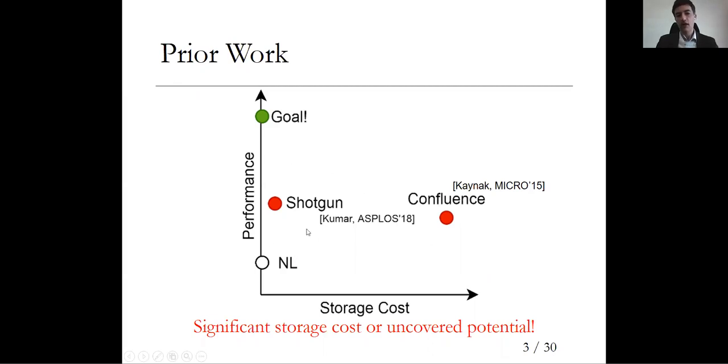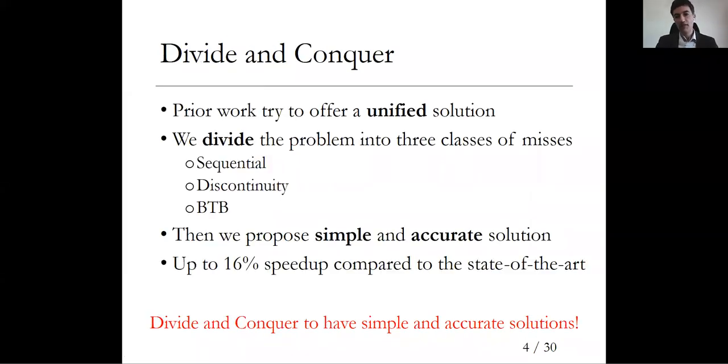The other state-of-the-art prefetcher is Shotgun, which was proposed in 2018. Shotgun requires a lot less storage as compared to Confluence, and it offers almost the same performance. These are the state-of-the-art prefetchers. The goal of this talk is to introduce another prefetcher which requires no storage overhead and at the same time outperforms the state of the art. That's the goal. And how do we want to achieve this goal?